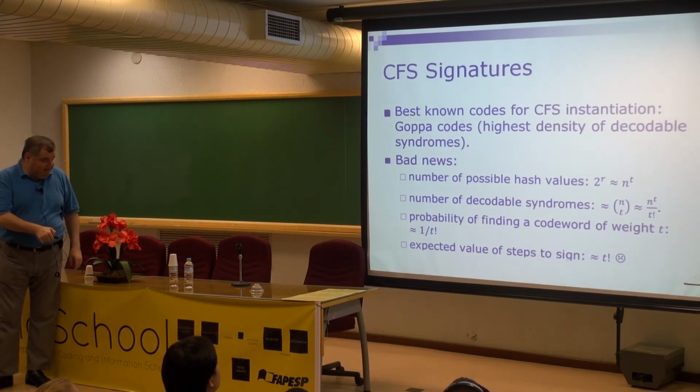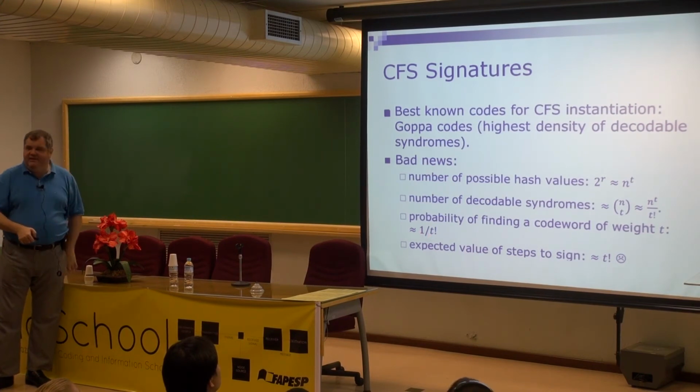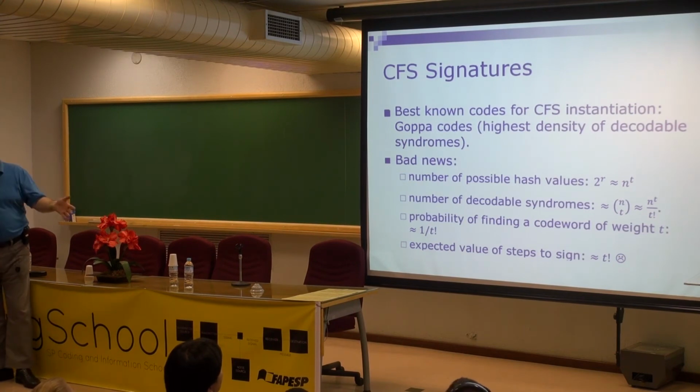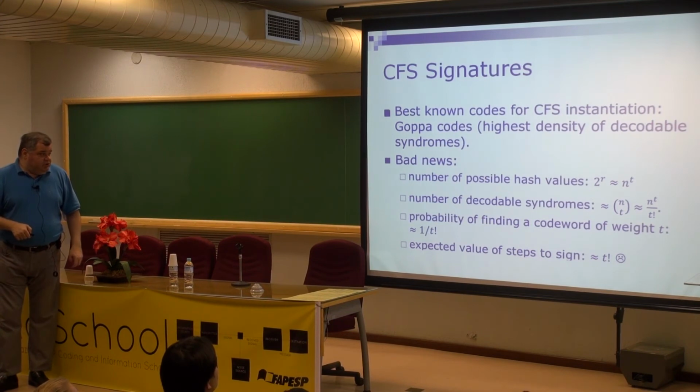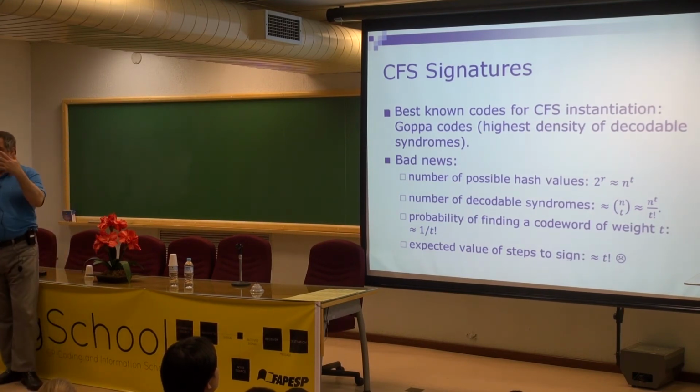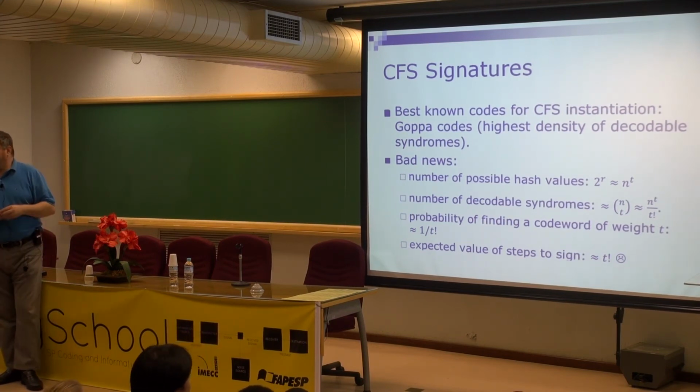The density is 1 over t factorial. T, the number of introduced errors, the weight of the produced signatures. So how many steps do we foresee that we'll need until we see a truly decodable syndrome? What is the value of the counter? What is the expected value of the counter I? T factorial. This is much worse than exponential.